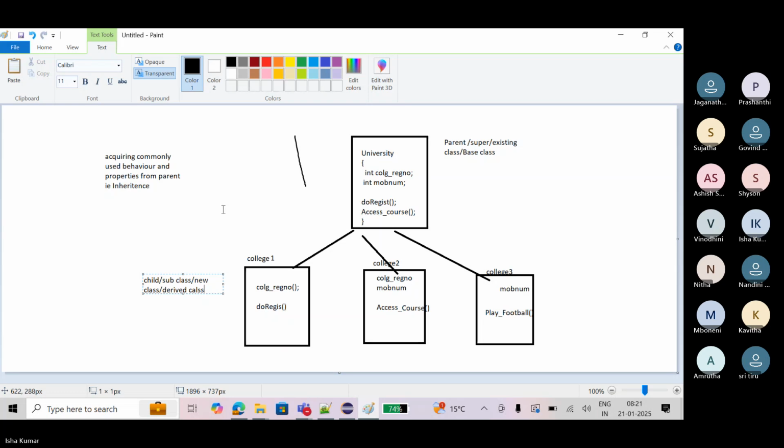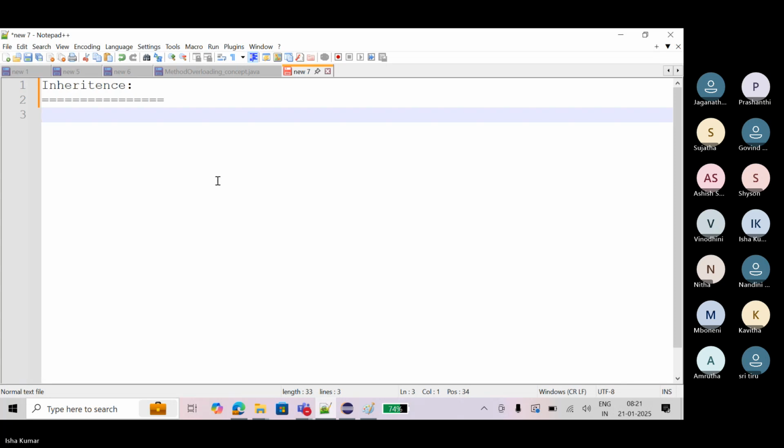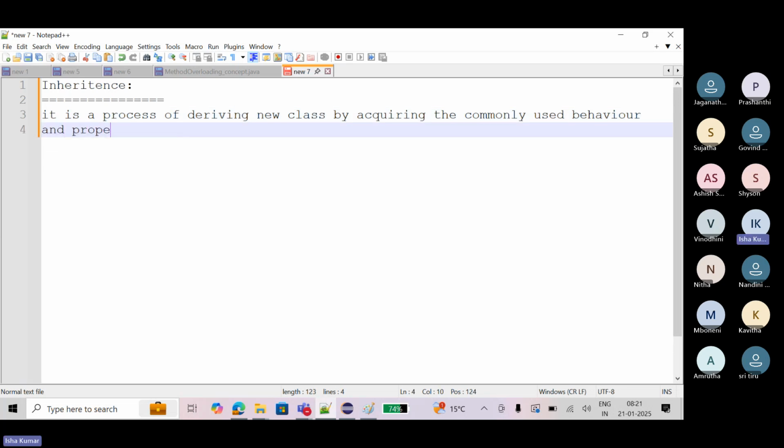So that's why inheritance is a process of deriving a new class by acquiring the commonly used behavior and properties from an existing class. That is called inheritance.